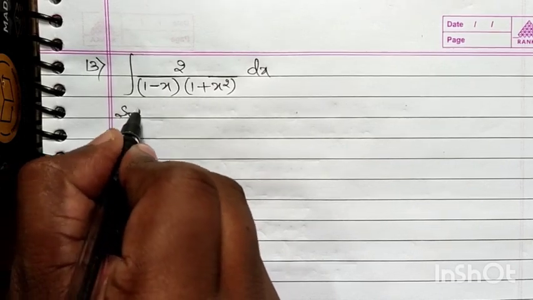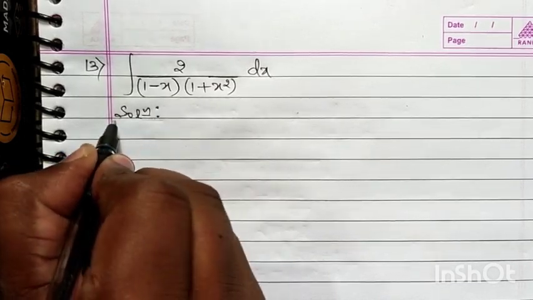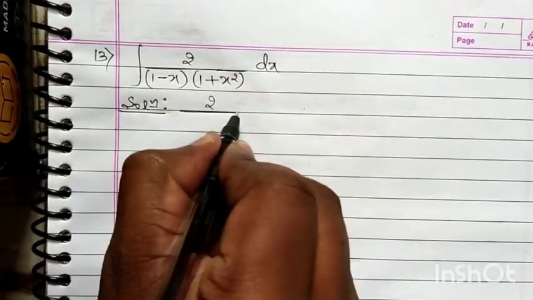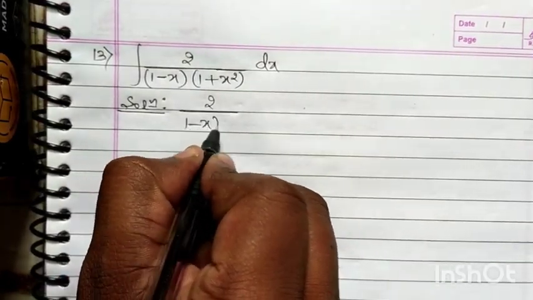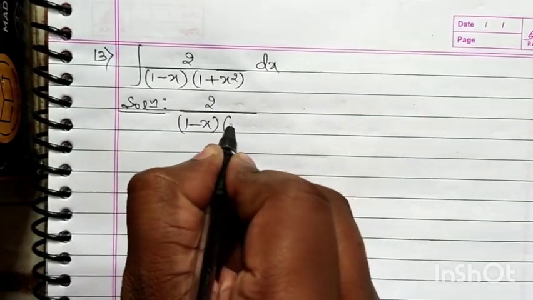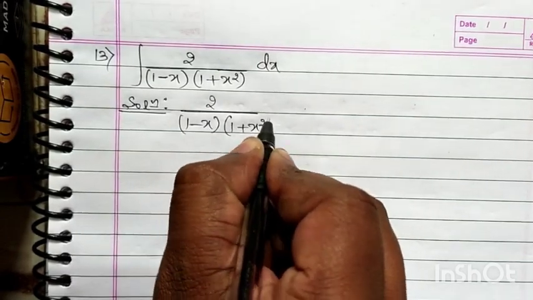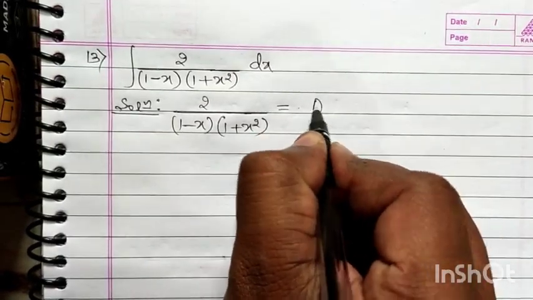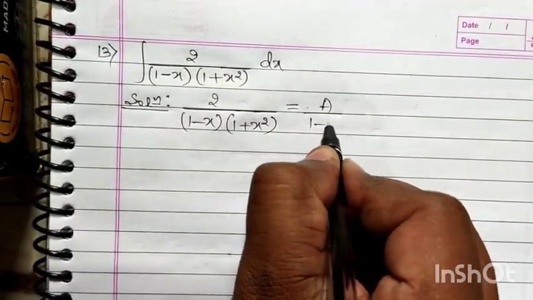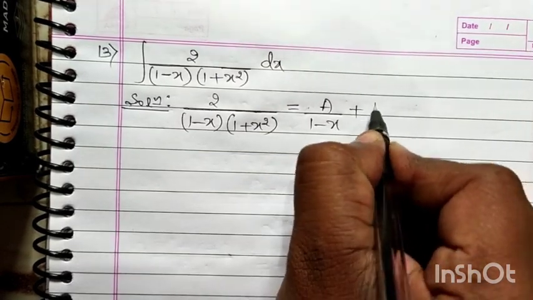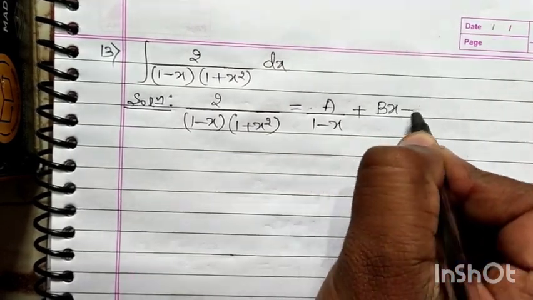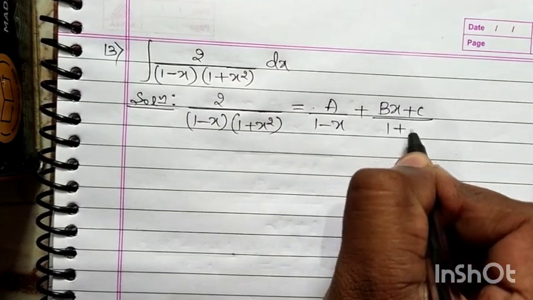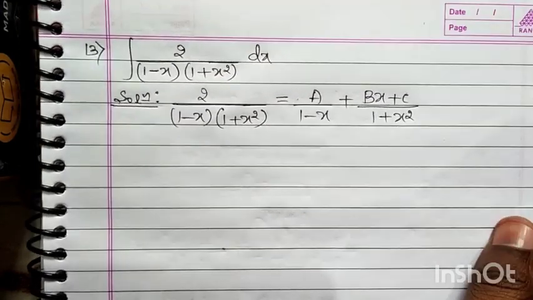Here I go for the solution. So now see here, 2 divided by (1 minus x) into (1 plus x square) is equal to A divided by (1 minus x) plus, we have to take the sum of two terms, (bx plus c) divided by (1 plus x square).